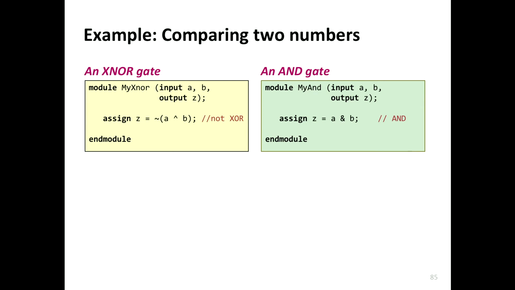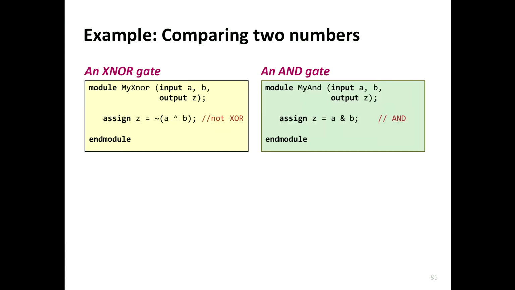So you have an XNOR gate. An XNOR gate is a NOT of XOR. So you have the same module definitions. My XNOR, two inputs A, B, output Z, and then you write inversion of A XOR B. And you have an AND gate here, a two-input AND gate, A, B, output Z, simple: assign Z equals A ampersand B.